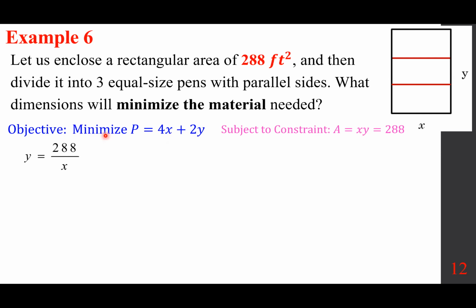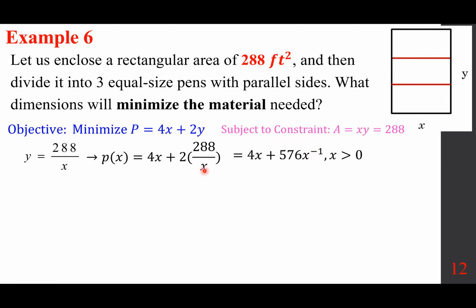We are going to change this y to 288 over x. So replace the y with 288 over x. This is 4x. The product of these two is 576 over x, 576 over x. And the reason I'm going to put x to the power of -1 is for the sake of the next part when we want to differentiate.